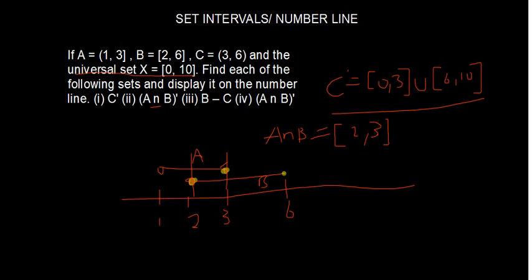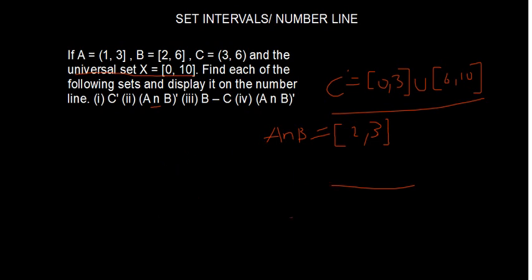Okay. So how do we represent that information on a number line? It's going to be from 2 to 3. So they are both going to be shaded at both ends. So shaded, like that. Okay. So this is our A intersection B.